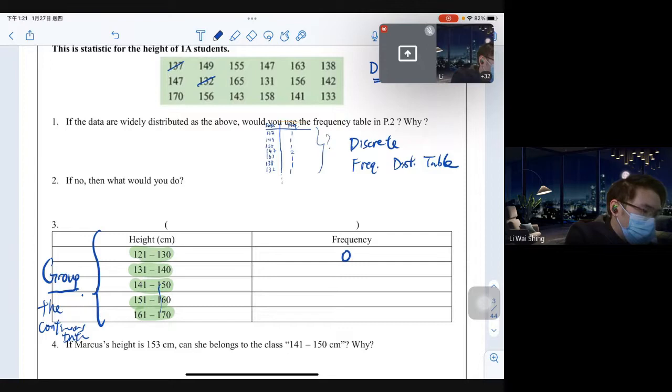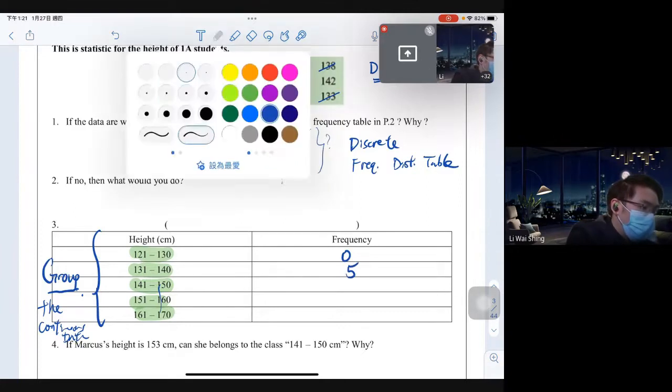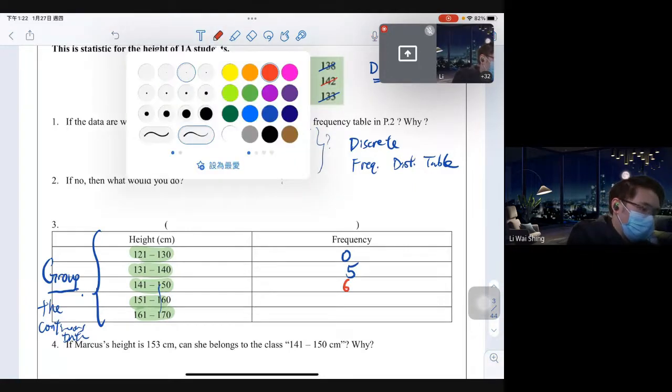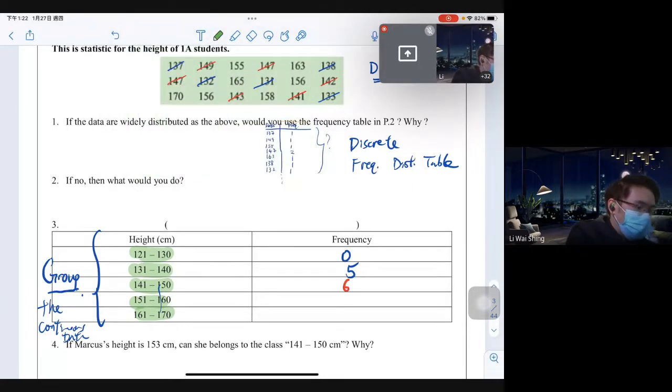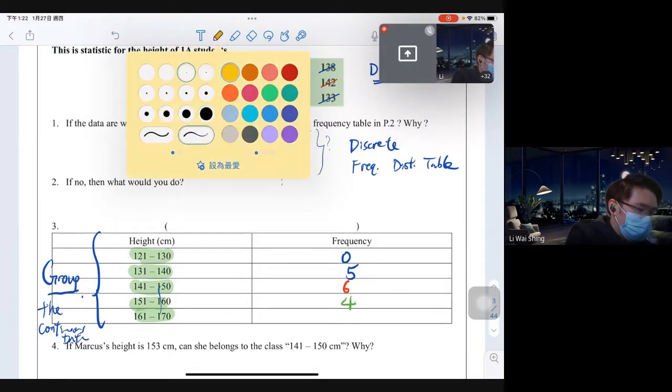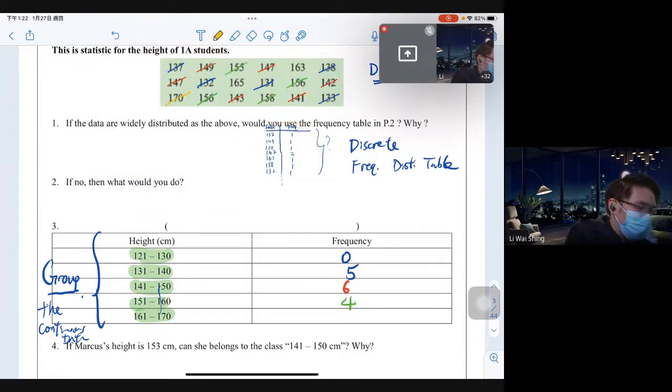4, 5, so it should be 5. 141 to 150, so 1, 2, 3, 4, 5, 6. 151 to 160, 1, 2, 3, 4. And the rest, you know. 161 to 170, 1, 2, 3. So 3.